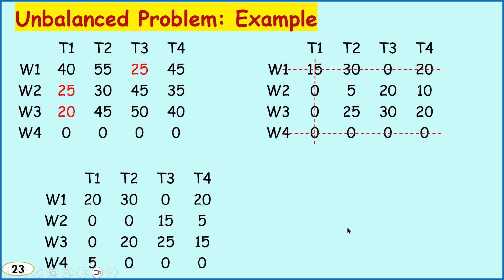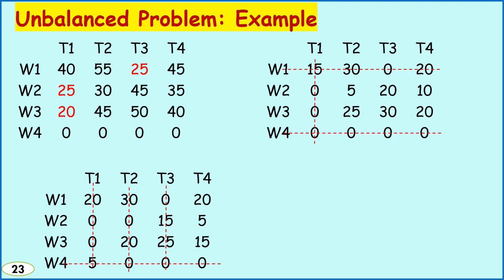Now you draw the horizontal and vertical lines. This is the horizontal line which is covering 3 zeros, and this is the vertical line covering 2 zeros, 2 zeros, and one more zero. Now the number of horizontal and vertical lines is 4. Now we can assign the tasks.